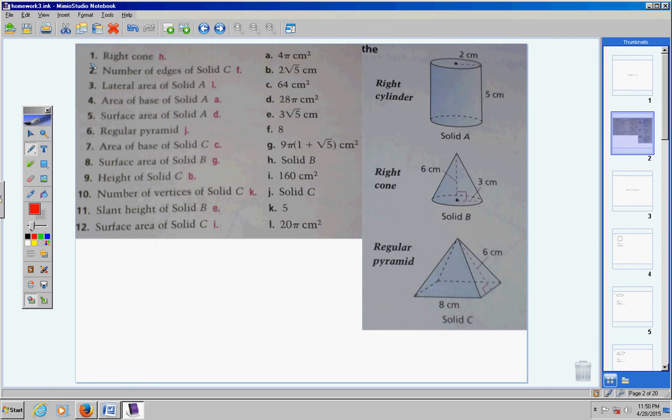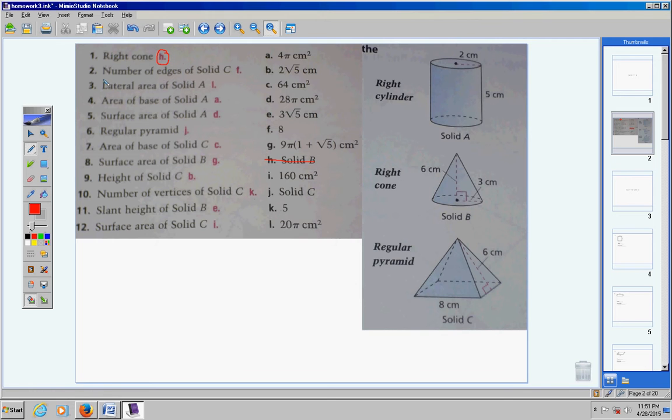Number one, a right cone. Let's see which one of these figures over here is a right cone. Obviously, it's solid B. As I look over here at my answers, solid B is letter H, and so obviously the answer is letter H.